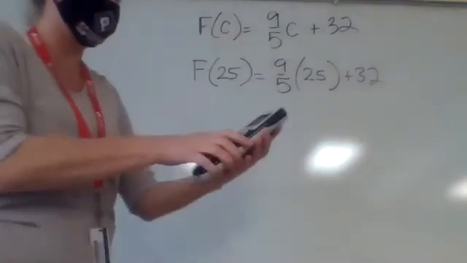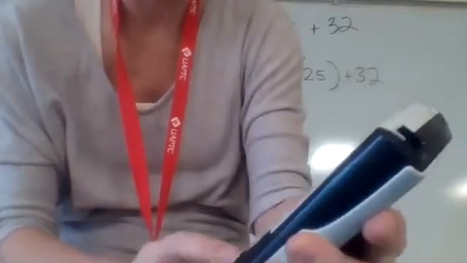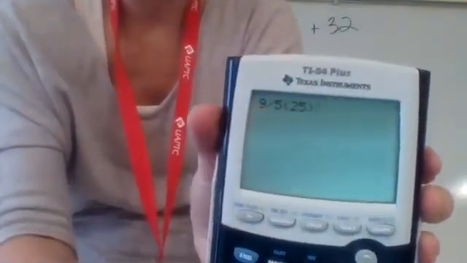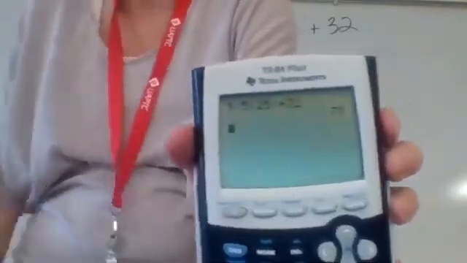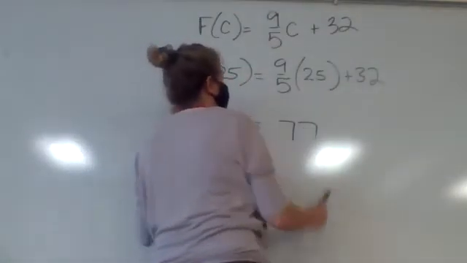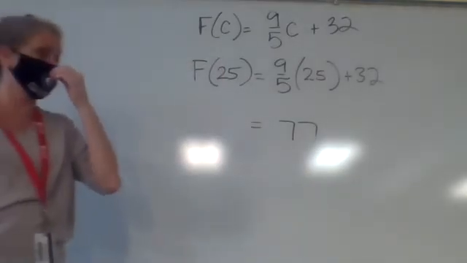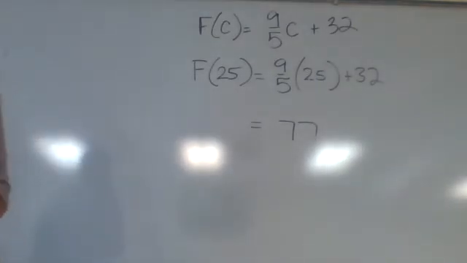So I'm just going to type it in exactly like I see it here. I'm going to do open parentheses, which is right above your 8, 25, close, plus 32. Enter. So it does all that math for me. What did it tell you? It gave you 77. So 9/5 times 25 plus 32 gives me 77. So when it's 25 degrees Celsius, it is 77 degrees Fahrenheit. Okay?